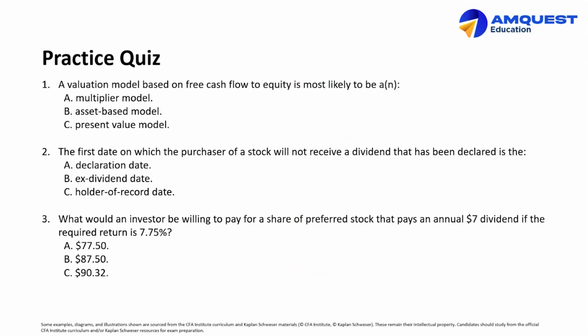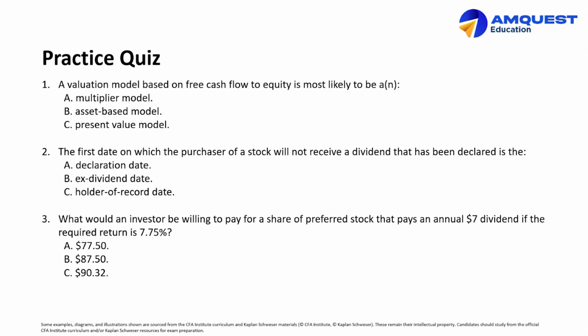The valuation model based on free cash flow to equity is a discount model. So it's not a multiplier model. It's not an asset-based model. It's a present value model. The first date on which the purchaser of a stock will not receive a dividend that has been declared is the ex-dividend date. If you buy the share on the ex-dividend date, you will not receive a dividend.